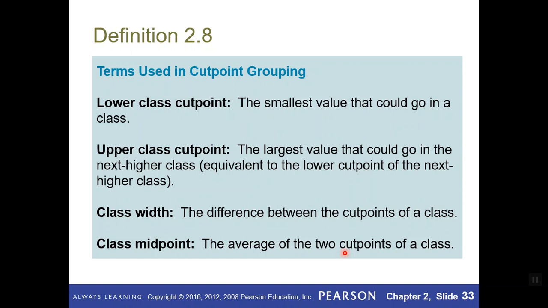Class width is the difference between the lower class cut point and the upper class cut point. That's the class width. Class size. Class midpoint is the average of the two cut points of a class. Two cut points: you can find the lower class cut point and the upper class cut point.